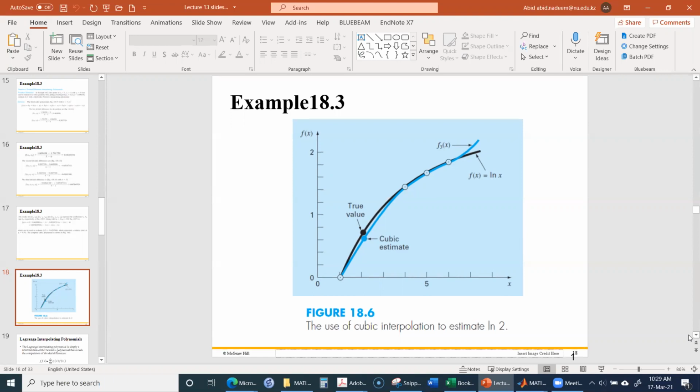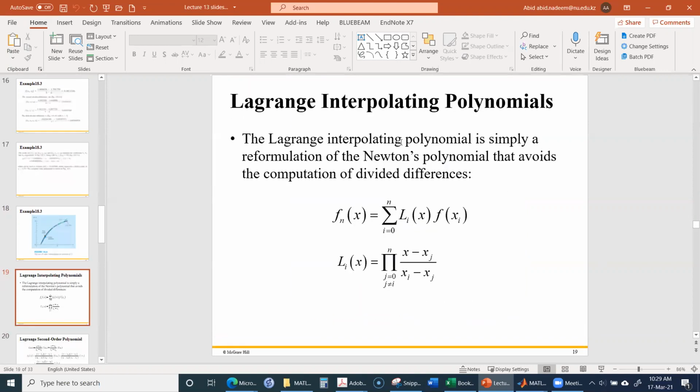Okay, the next approach is the Lagrange interpolating polynomial. This is another form of the divided difference polynomial method. The answer from both approaches will be the same, but this is the other form of the same interpolation method. The Lagrange interpolating polynomial is simply a reformulation of Newton's polynomial that avoids the computation of the divided differences. So simply, we don't want to find the divided differences in this case.